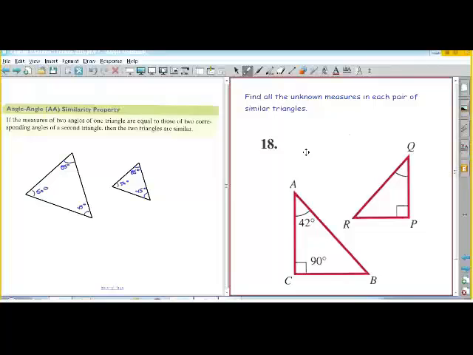So these problems are fairly pretty simple. What they're asking you to do is to look at these two triangles. Notice that this angle is equal to that angle, and this angle is equal to that angle. So by just recognizing that these are similar triangles, we can figure out the unknown angles.